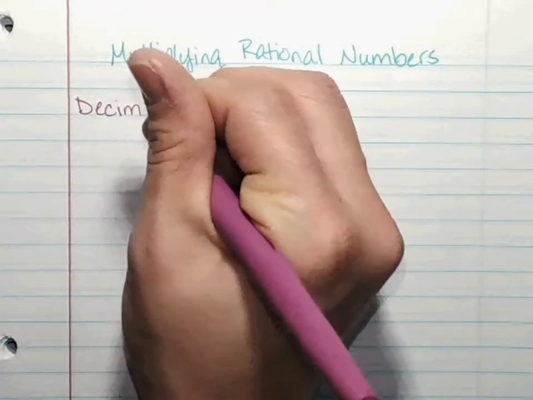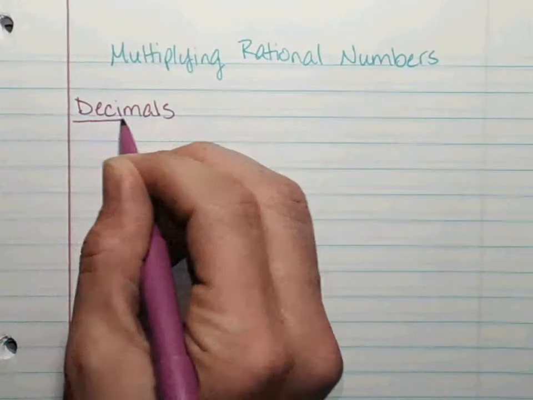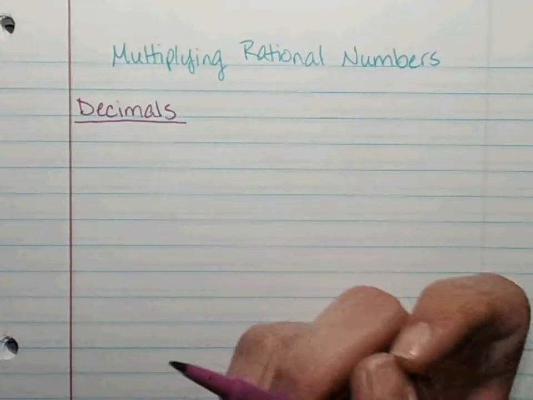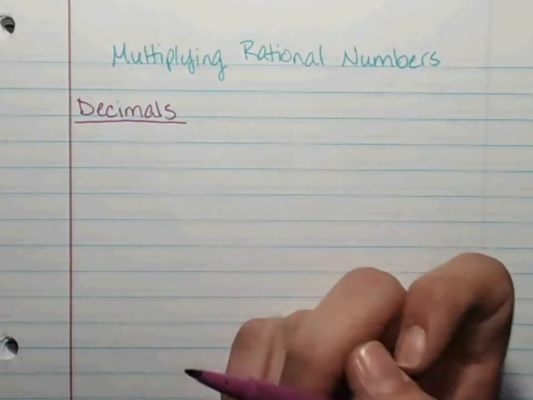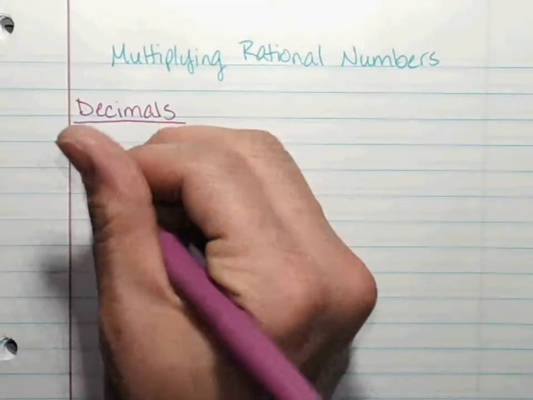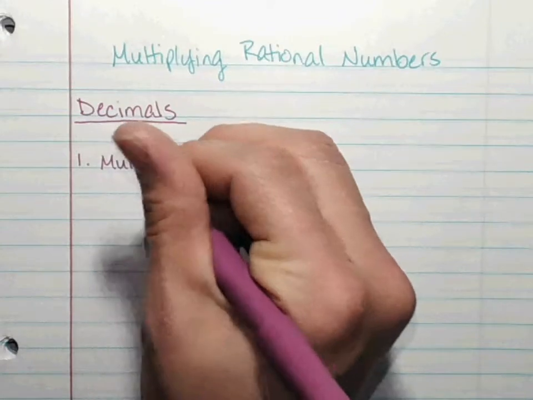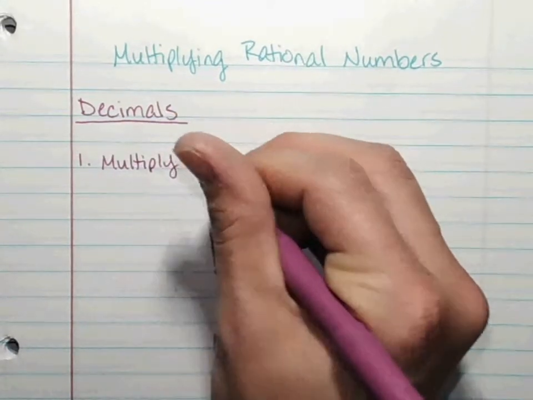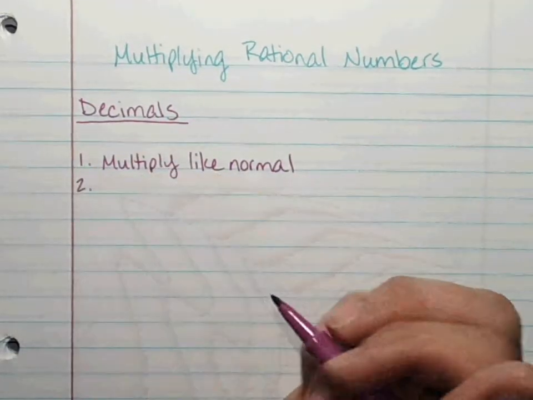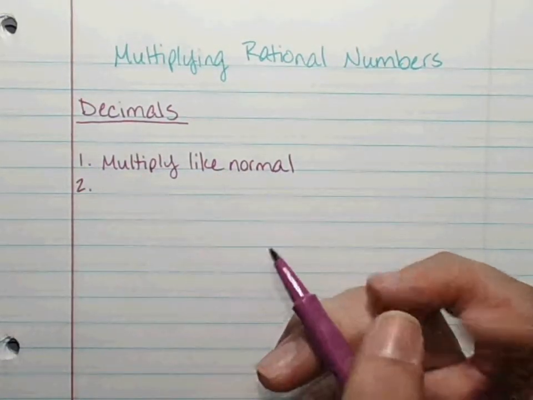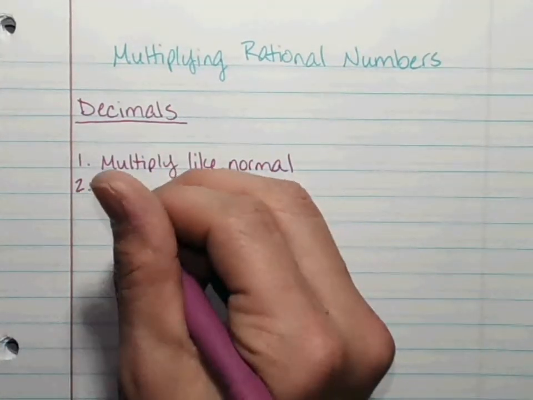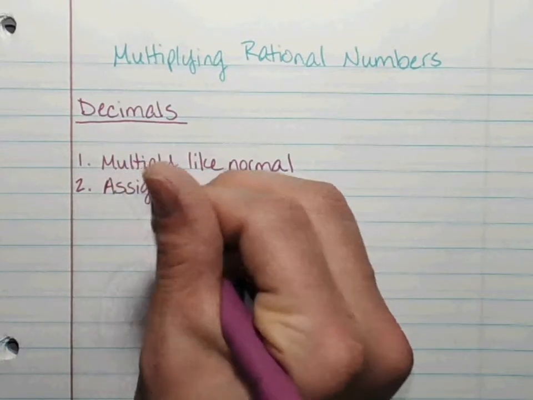I think it's the easier of the two because you literally just multiply. You multiply like you would with a decimal. The only thing left to do is make sure you assign the right sign. So, multiply like normal. And then the last thing, I'm assuming you know where to put the decimal, so we're skipping that as a step. The last step is to assign a sign.